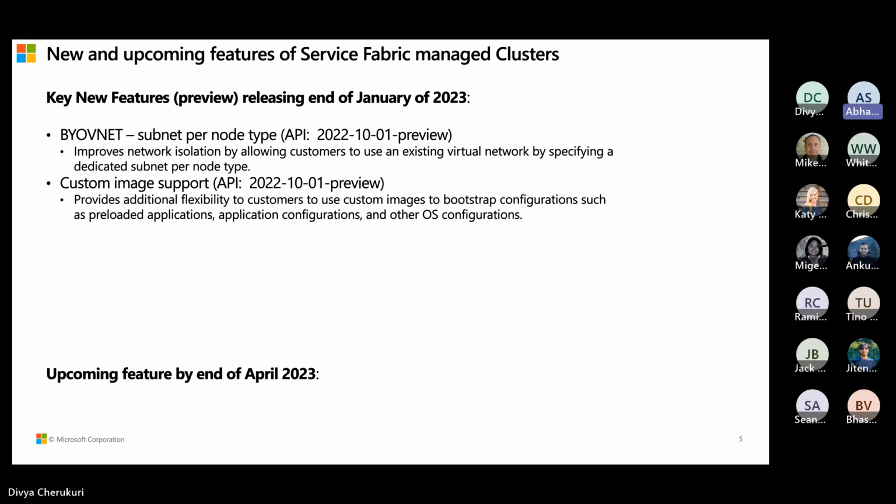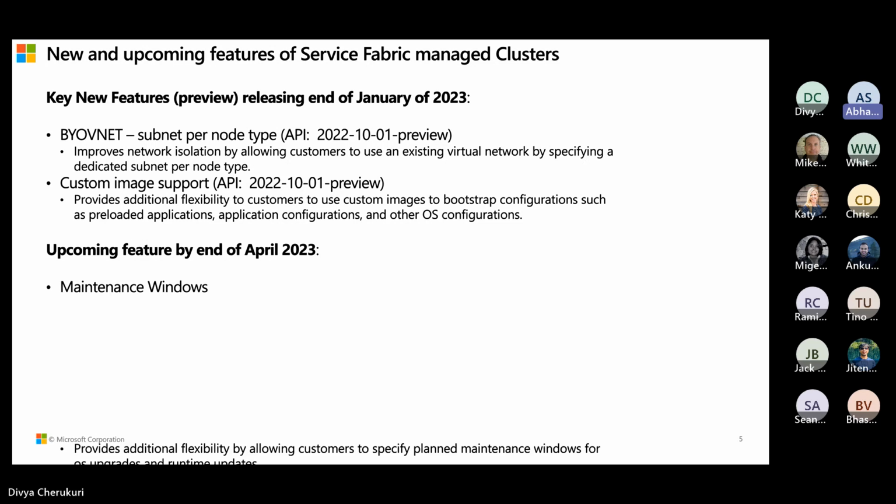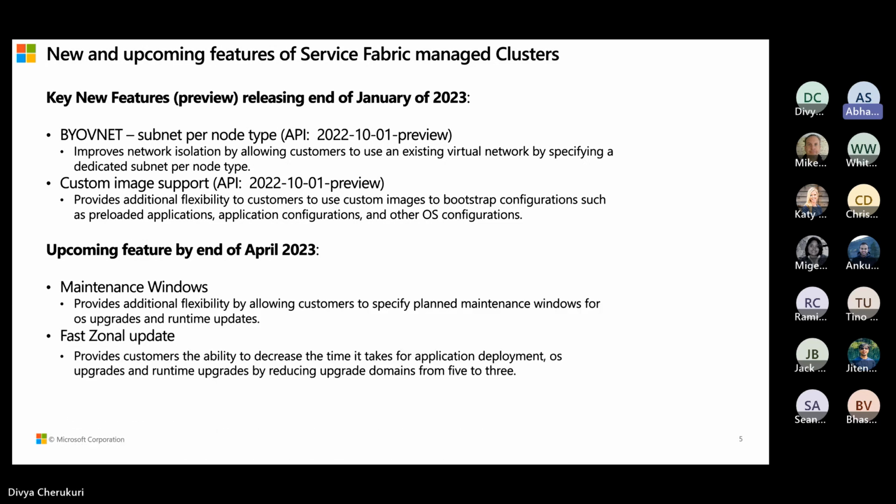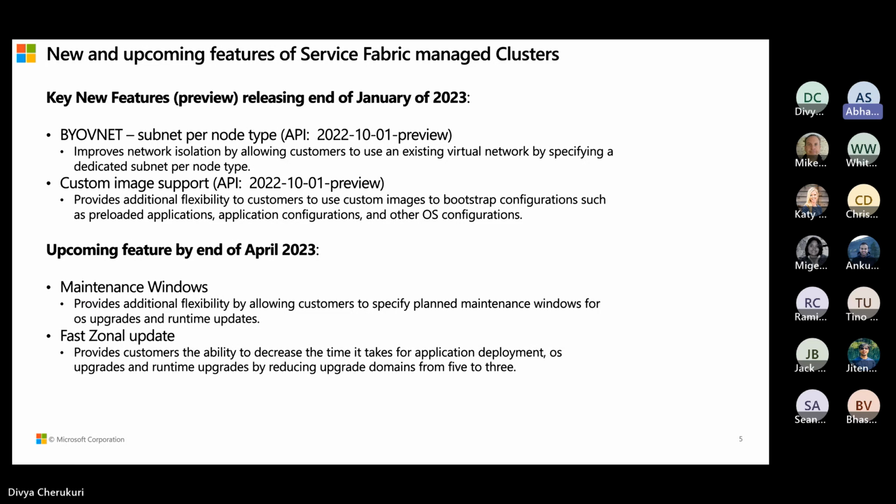Some of the new features coming by the end of January will be BYO VNet, specifically subnet per node type. Why is that a great feature? Well, now you're able to have additional network isolation. Instead of having an entire cluster with one subnet, you can have specific subnets per node type. There's a primary node type for seed nodes, while there's a secondary node type for your application, which is the recommended approach. You can have different subnets for greater network isolation.